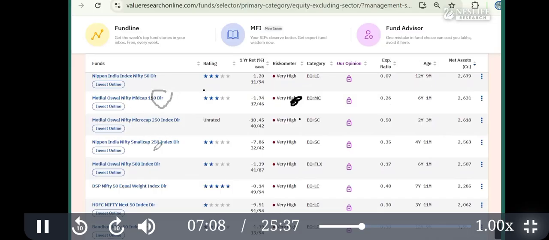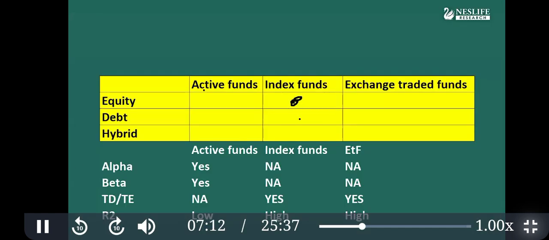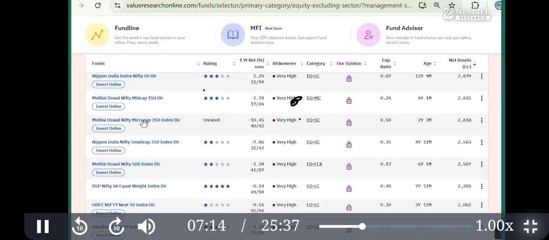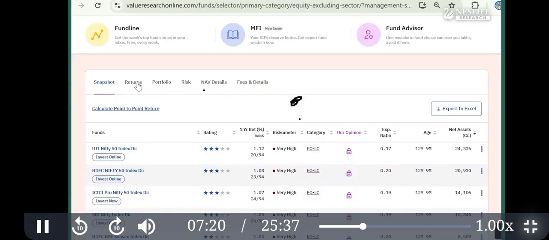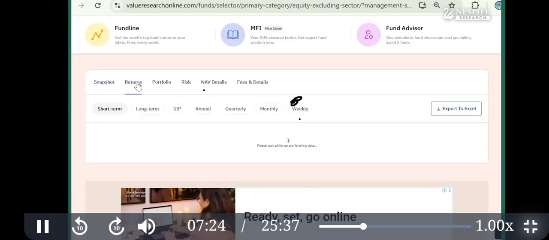So the underlying index will decide the risk-return aspect of that particular mutual fund. So the middle name is extremely important while selecting index funds as well as active mutual funds and even ETFs. Middle name, father's name. Okay.